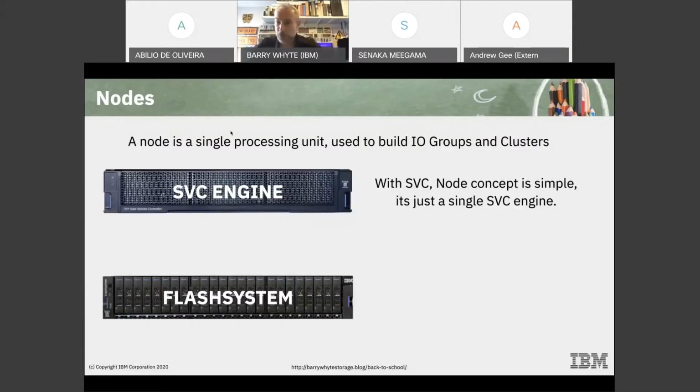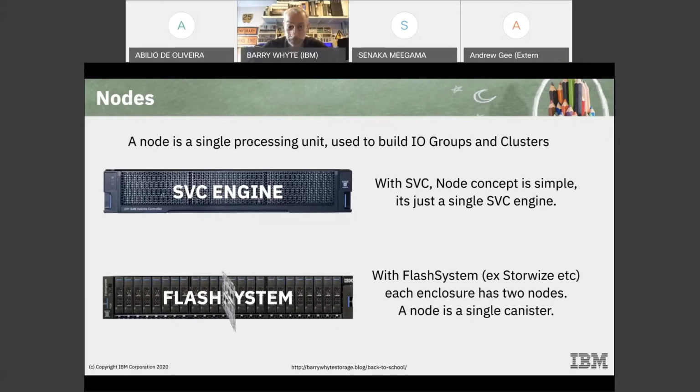So we talk about nodes. All of these systems are clustered systems of some form, and even if you just buy a single unit, it is a cluster. A cluster is made up of these nodes, and a node is a single processing unit used essentially to build pairs, or IO groups as we call them, and we'll cover that in a second, and then create clusters from. With SVC, it's fairly simple. It's a single SVC engine, so a single piece of SVC hardware is a node, and you need multiple nodes to build a usable system.